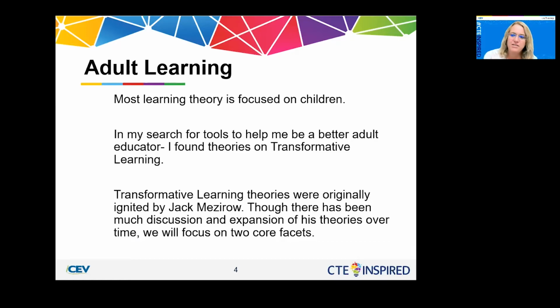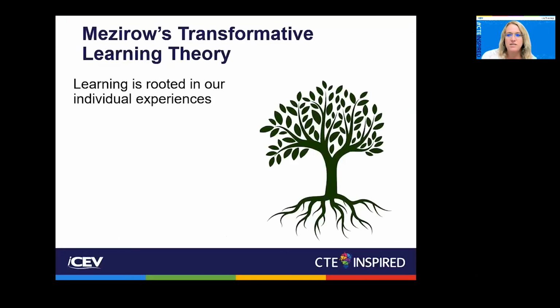And I found some theories on transformative learning that were created initially by Jack Mezirow. His theories originally were put together in the mid to late 70s, and there's been some expansion of those theories over time. But I'm going to focus on two core areas that he asserted even back then were critical for adults to have this transformative learning experience. So what does that mean exactly? What is a transformative learning experience, or what is transformative learning?